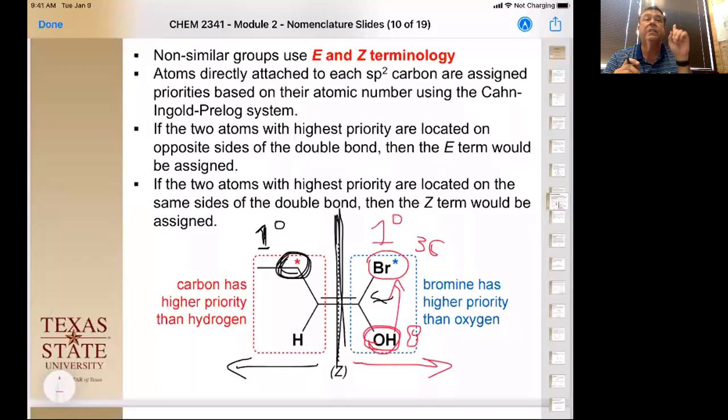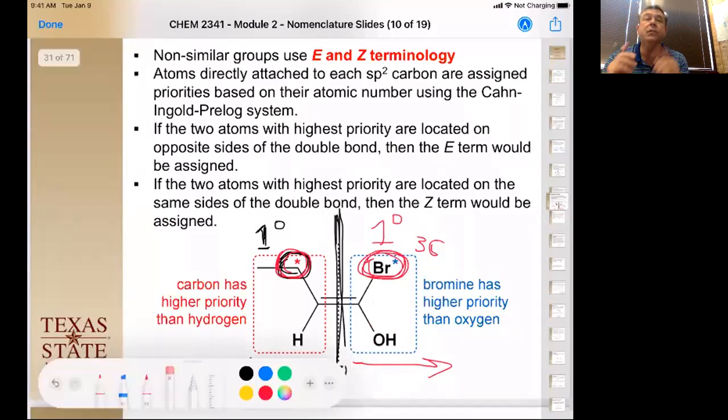Now, we've assigned priority to the first side. We've assigned priority to the second side. Now we compare those two groups that have that high priority. And in this case, they are on the same side, okay? So we can erase all that because that doesn't matter now. So we have two groups with the highest priority, the highest atomic number, on the same side. So we use the term Z if they're on the same side.